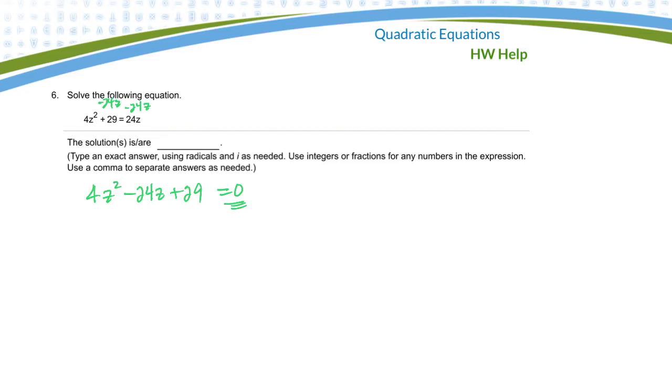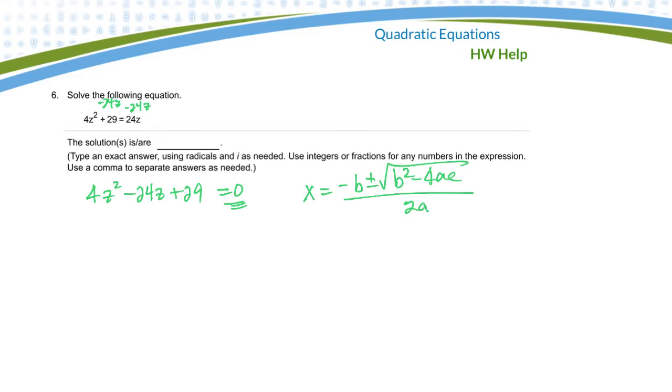4 times 29, that's a big number. 118 or something, 116. Things that multiply... nope, not going to try it. I'm going to do the quadratic formula. So minus b plus or minus the square root of b squared minus 4ac, all over 2a.